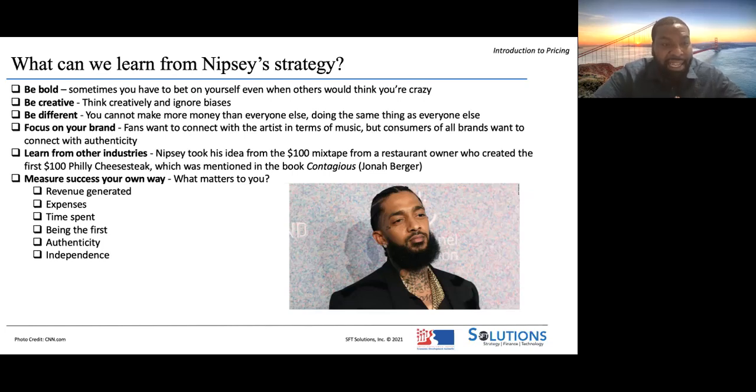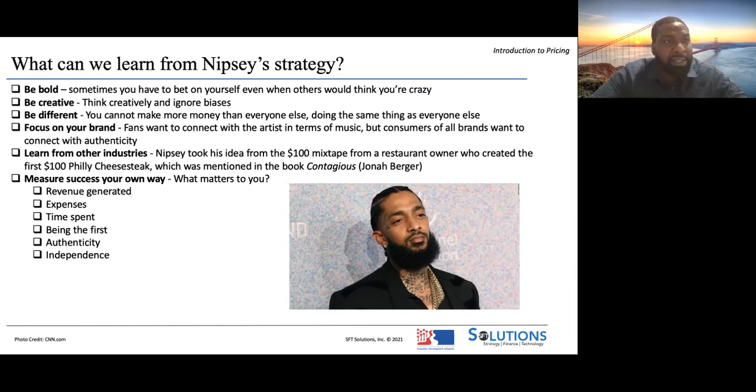So he got this idea from the $100 Philly cheesesteak that was mentioned in that book. And last, you got to measure success in your own way. Are you trying to generate more revenue? Are you trying to be the first to do something? Are you trying to create a really authentic experience? How are you going to measure success?